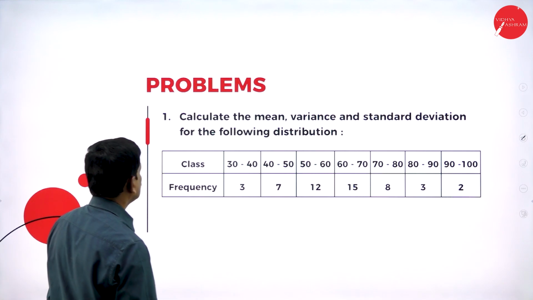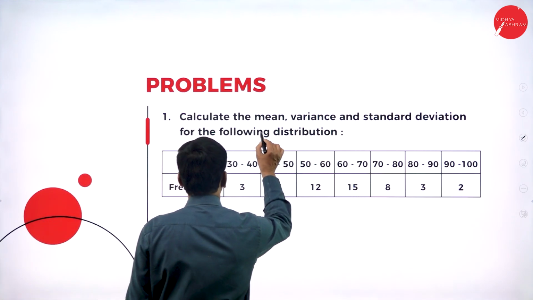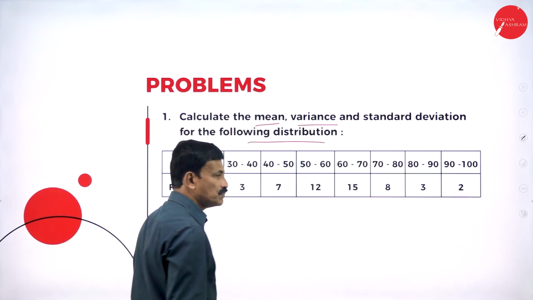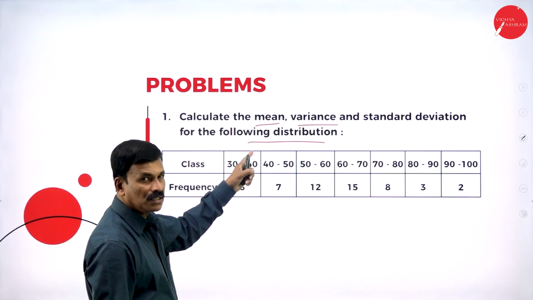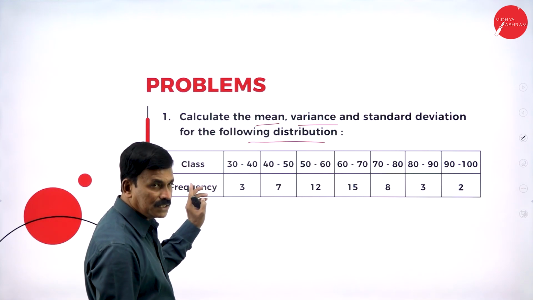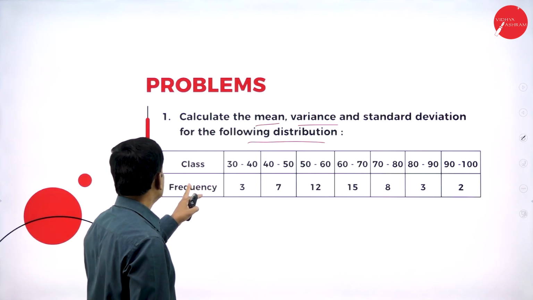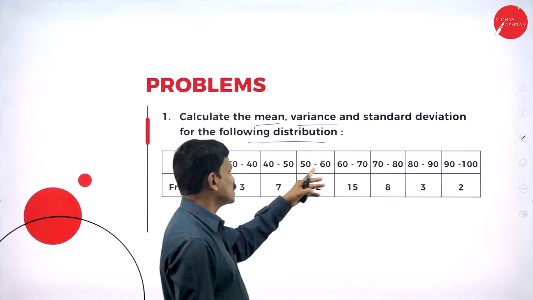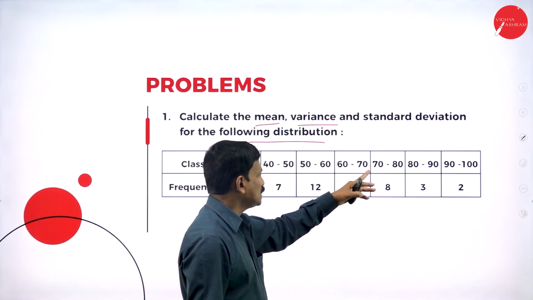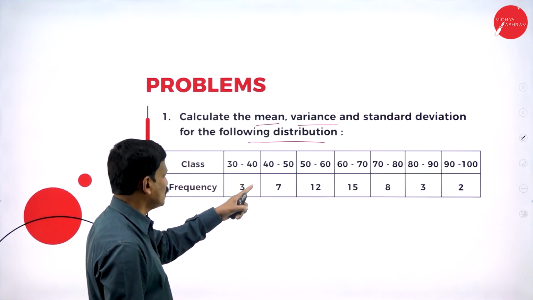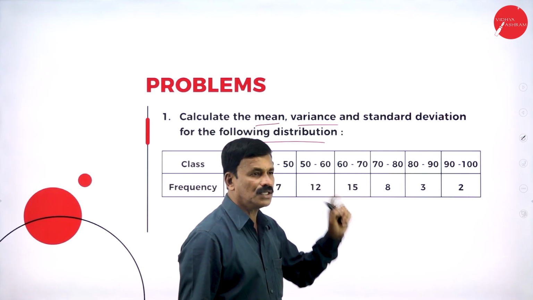First one, calculate the mean, variance and standard deviation for the following distribution. Find out the mean, variance and the standard deviation for the following data. So what is given? Class and the frequency. Class interval is 30-40, 40-50, 50-60, 60-70, 70-80, 80-90, 90-100, and the frequency is 3, 7, 12, 15, 8, 3 and 2.